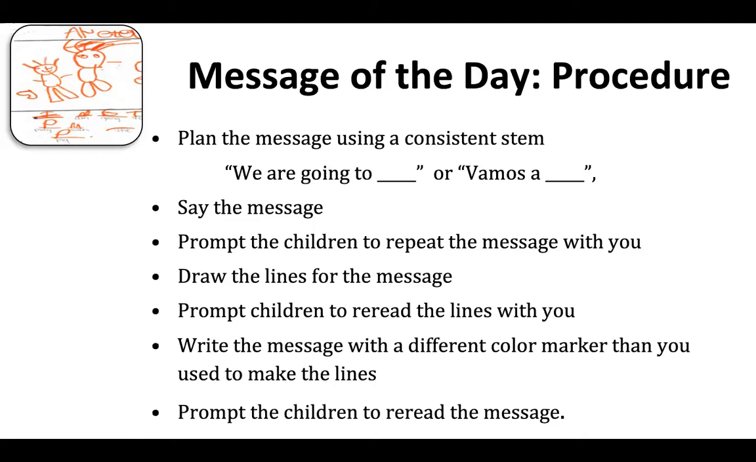for the message, then you reread the lines with them. This is a critical step, because this is one of the ways you can check if the kids are remembering the message, that working memory. It also gets practice another time of saying it before they write it. Then you write the message with a different color marker than you use to make the lines, and then you prompt the children to reread the message.